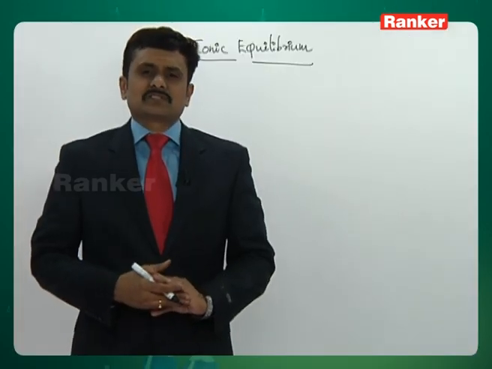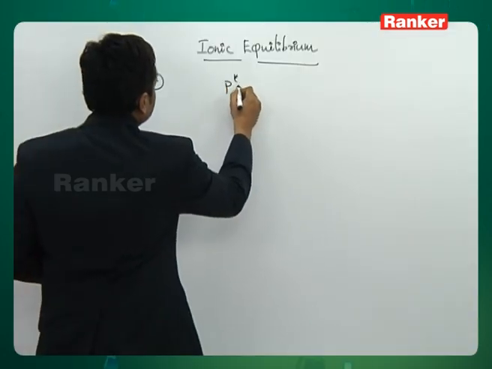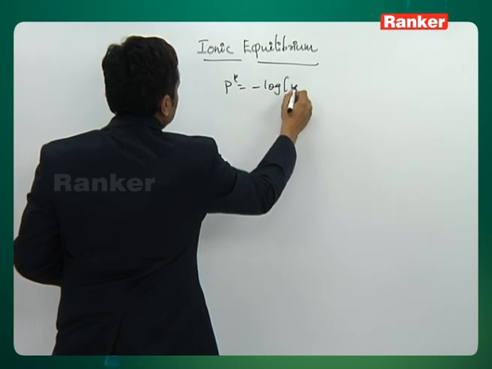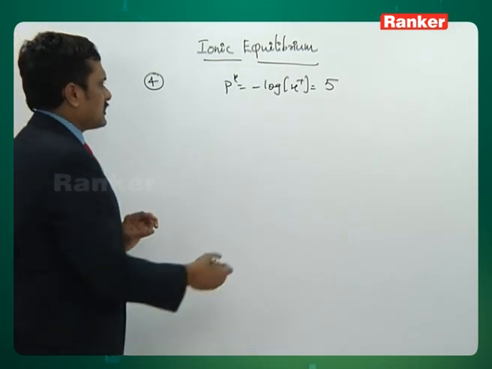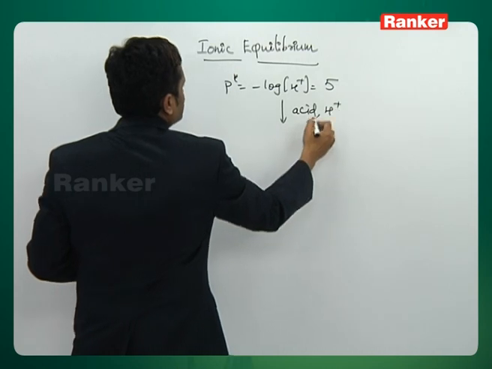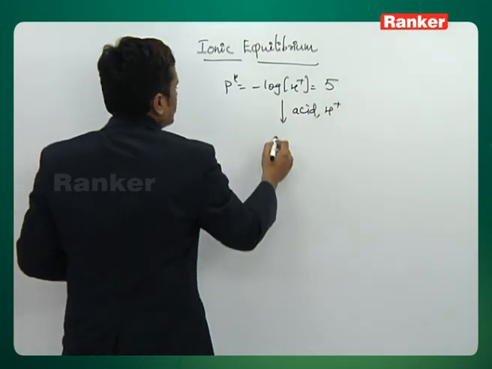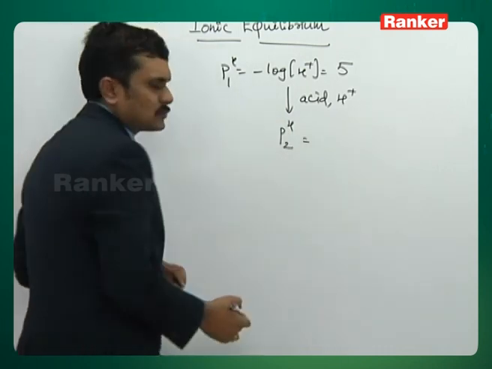The pH of a solution is 5. To this solution, sufficient acid is added to decrease its pH value to 2. The increase in hydrogen ion concentration is asked. So we have a solution whose pH, which is calculated as negative logarithm of concentration of H plus, is given as 5. And we know that when you add the acid, that is when you increase the concentration of H plus ions, the pH value decreases. So here you can see the initial pH was 5, the final pH is given as 2.